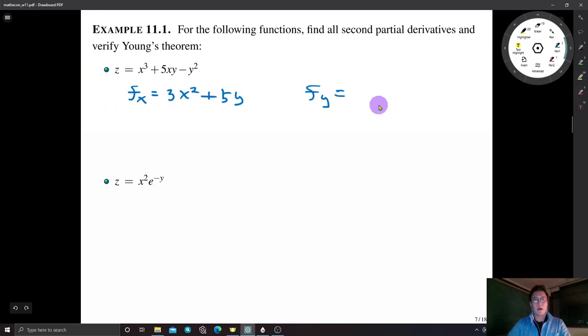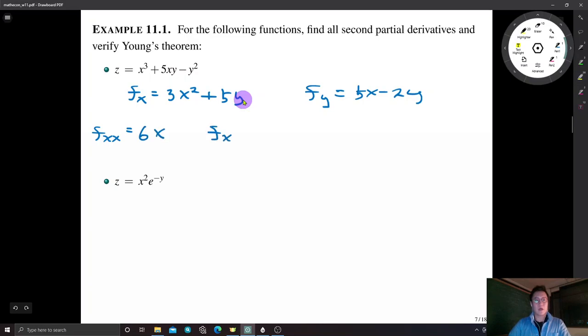And f sub y is 5x minus 2y. Then we take the derivative one more time. So we start with f sub xx. Okay, still x is a variable, y is a constant. Then take the derivative, and we obtain 6x.